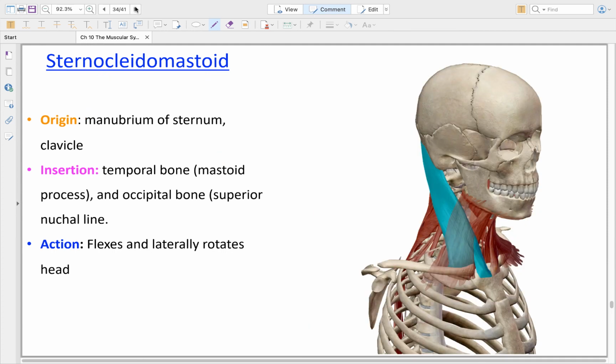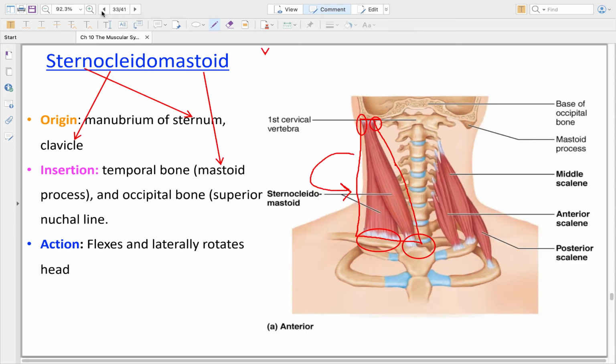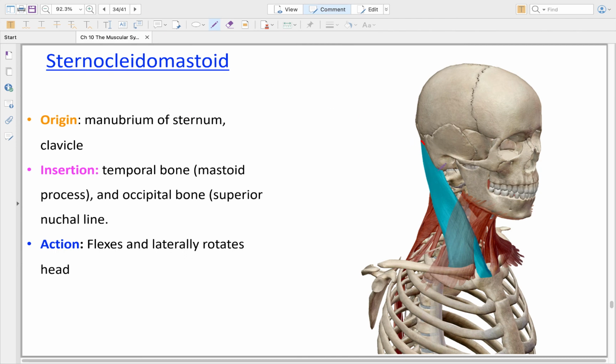Let's take another look at the sternocleidomastoid. Okay, see how it wraps all the way back here? So that's how it gets to the occipital bone. I'm sorry, the occipital bone and the superior nuchal line. Okay, and then of course the temporal bone and the mastoid process. It's like right here. The nuchal line is back here. All right, so sternocleidomastoid, it's a big, big, big muscle in your neck.